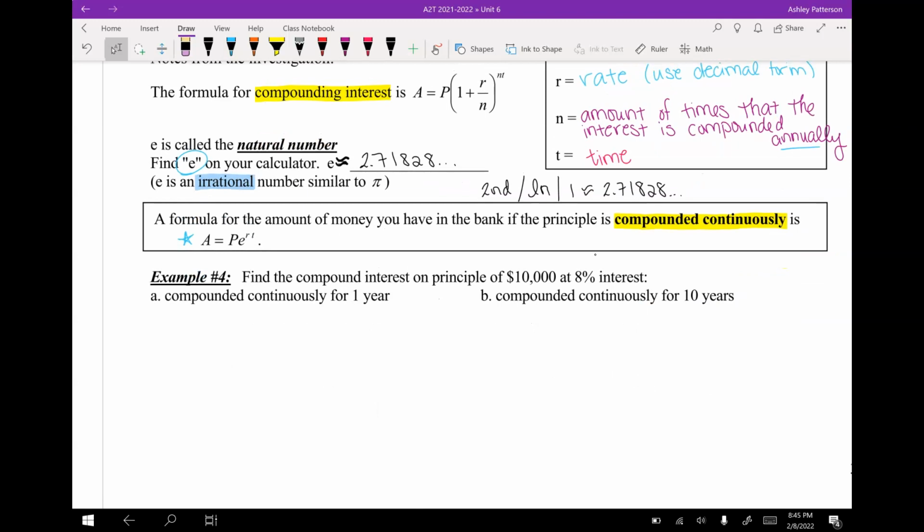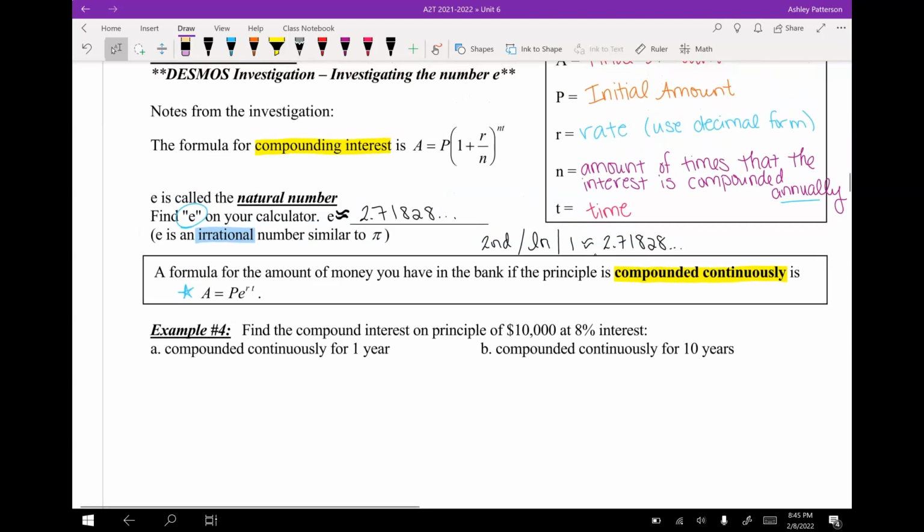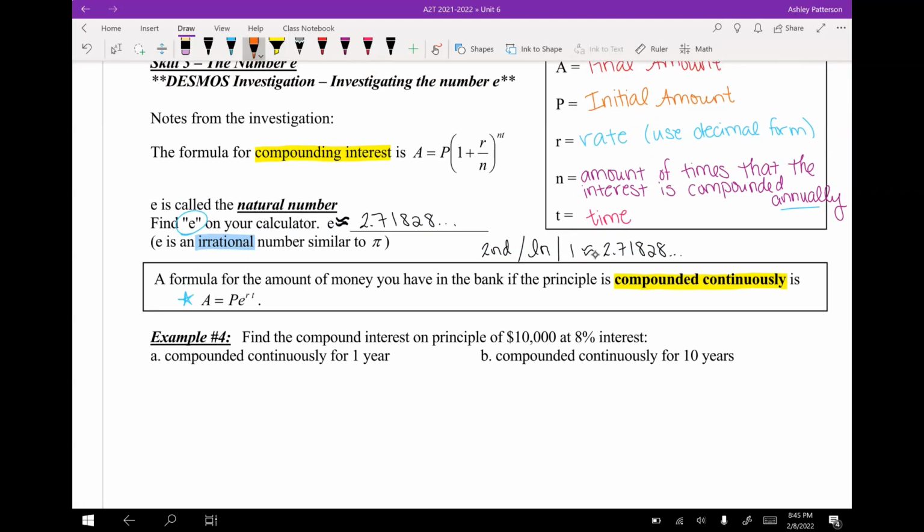It's asking us to find the compound interest on a principal of $10,000 at 8% interest. All right, stop right there. Couple things we know. We know that our principal amount, our initial amount, is $10,000. We know that the rate is 8%, which we're going to convert to 0.08 for the decimal. The first part, 4a, is asking us to find the compound interest if it's compounded continuously for 1 year.